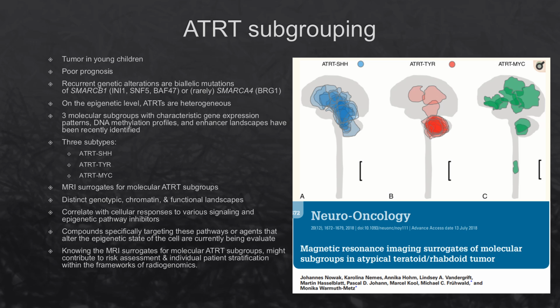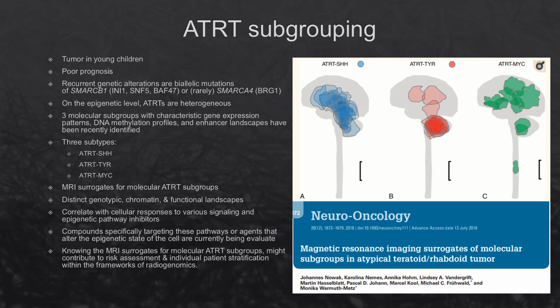Radiogenomics has also been used in ATRT subgrouping, and we're currently doing a study right now on this. ATRT is atypical teratoid rhabdoid tumor. It's a tumor that occurs in young children. It has a very poor prognosis. We have the largest number of survivors of ATRT in Boston, but we still are no closer to getting a good diagnostic pathway to identify different subgroups, and also the treatment is still being worked out.